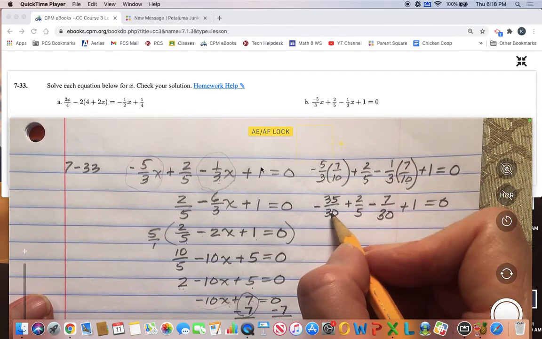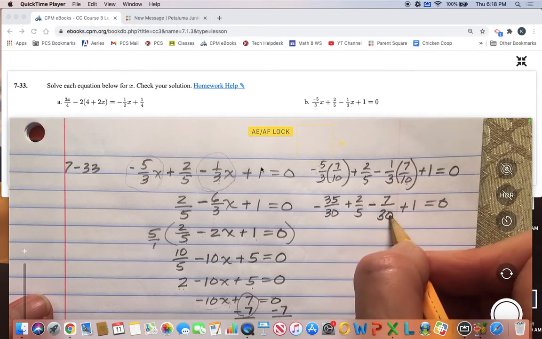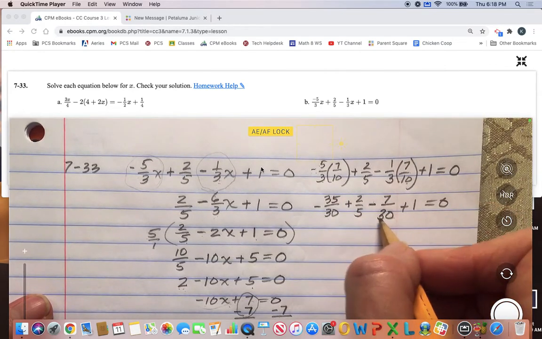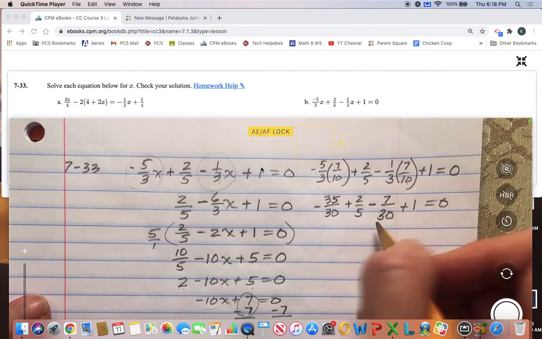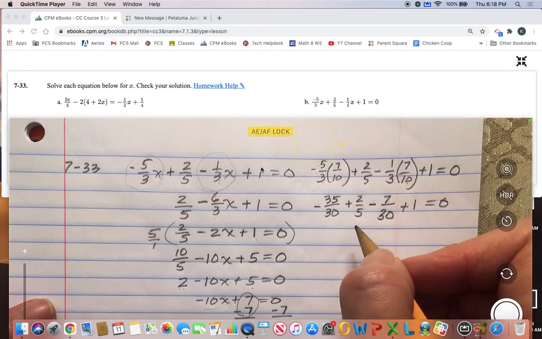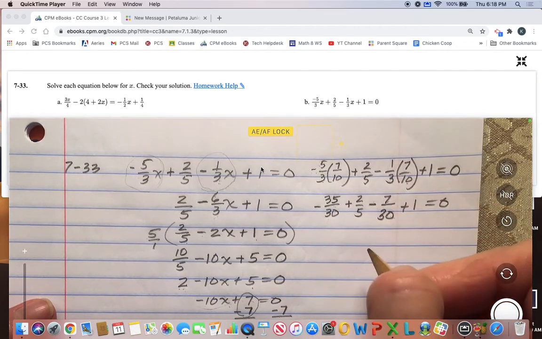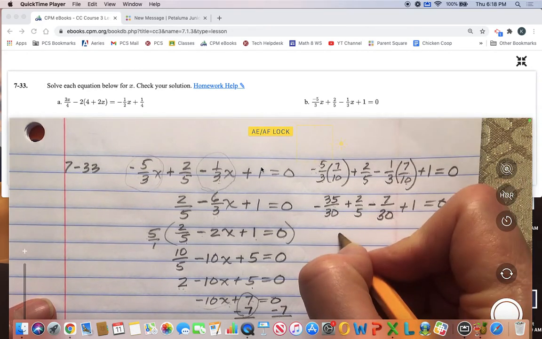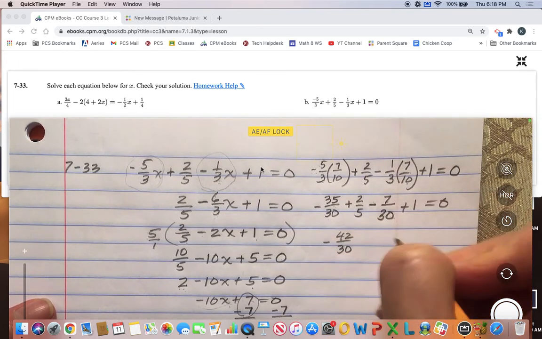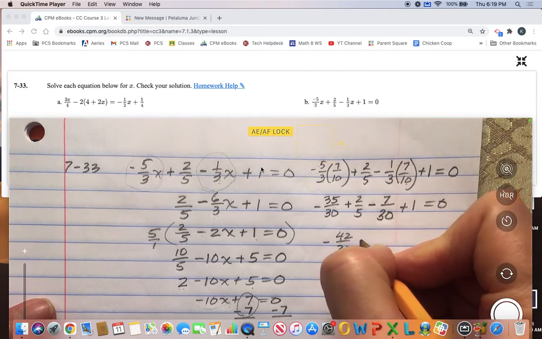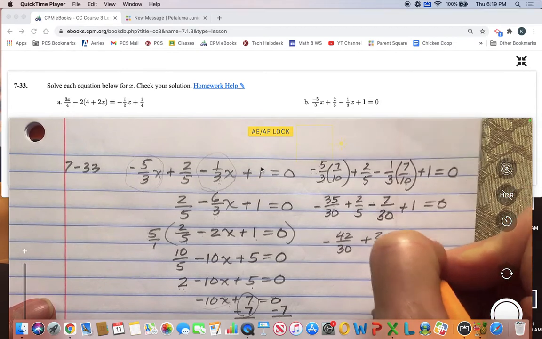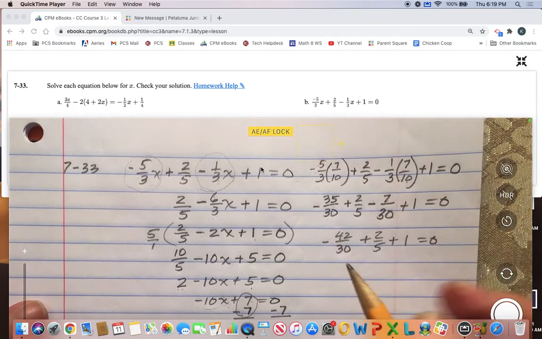Okay, so let's see. What can we combine here? We can combine these like terms. So we've got negative 35 over 30 plus negative 7/30. So 7 plus 35 will be 42. So 42/30, and they're negative. And then that's plus 2/5 plus 1 equals 0.